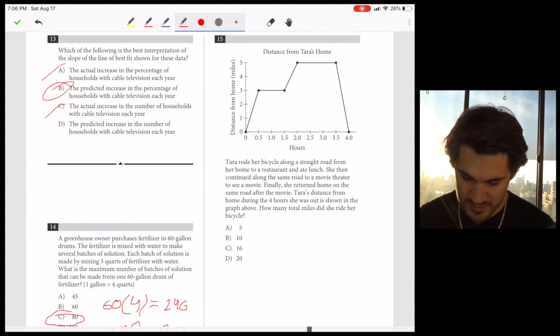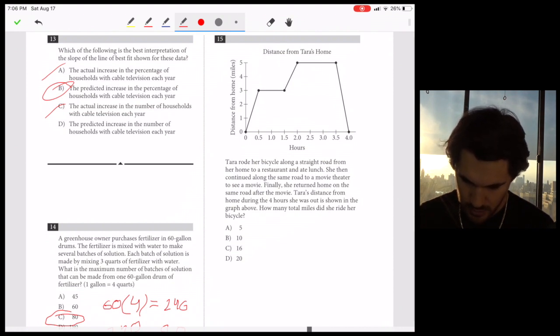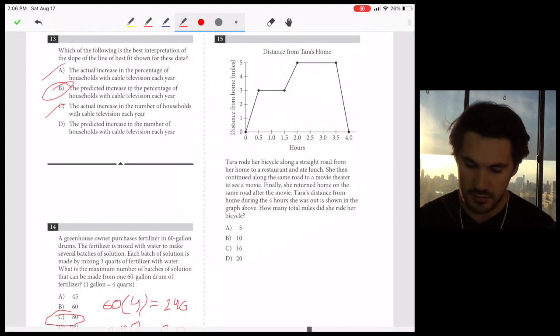Okay, so basically, well, let's see. First, she rode for the first half hour, she rode for 3 miles, right? Then she stayed in one spot. Then she rode another 2 miles, so we're at 5 miles. Then she stayed at one spot, and then she rode another 5 miles. So that's a total of 10.